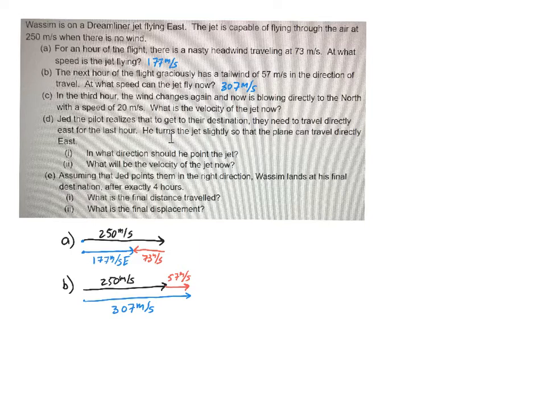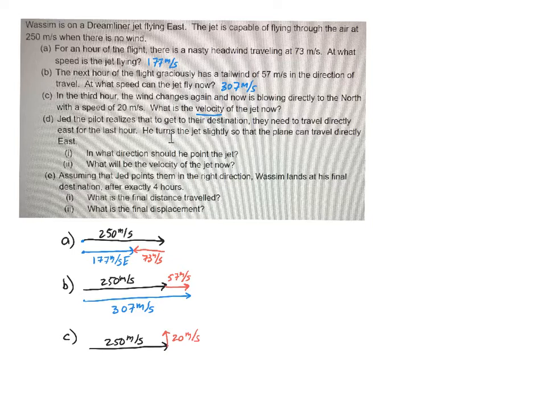In the third hour, the wind changes and now is blowing directly to the north with a speed of 20 meters per second. What is the velocity of the jet now? So notice two things. Number one, the wind isn't with or directly against us anymore, right? We've got our 250. But now the wind is blowing north. So this way at 20 meters per second. So the question is, what is the velocity?